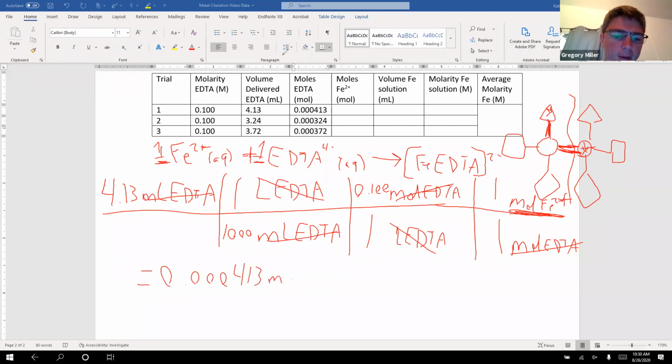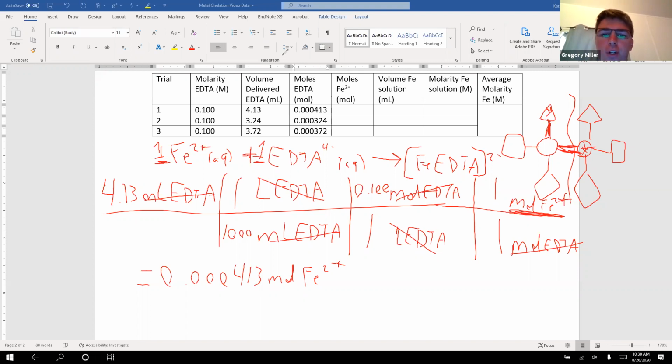0.000413 moles of iron. And again, this is exactly why I say to add a chemical label to these, because if you didn't, you end up with lots and lots of moles, and it's hard to remember which mole went to which thing. So we can do that, and I'll fill that number in a minute.